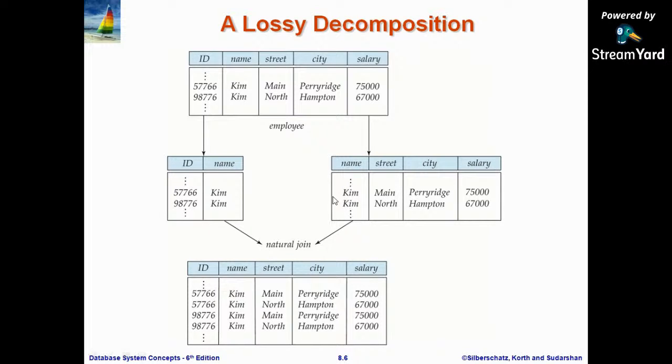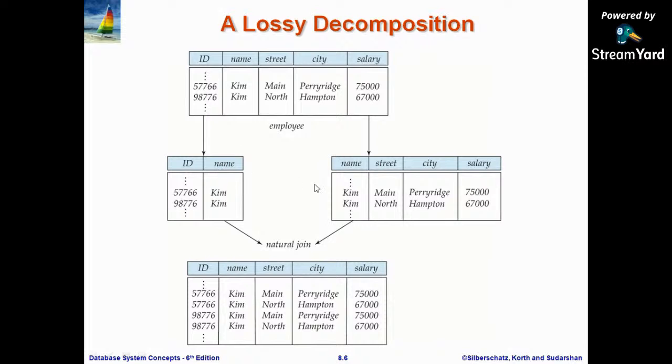both Kims in the second table, and the second Kim in table 1 will be joined with both Kims in the second table. So if you combine these two tables, you generate 4 entries of Kim, but in the original table there were only 2 entries. How have the 2 entries become 4 entries? It means you lost some information. You are generating rows which are not in the original table.